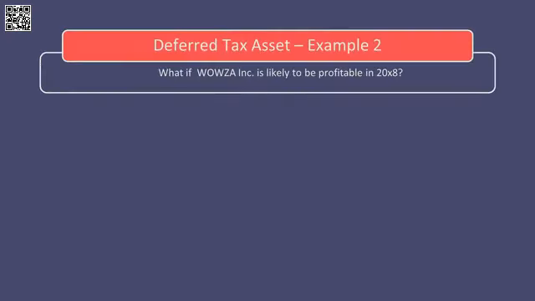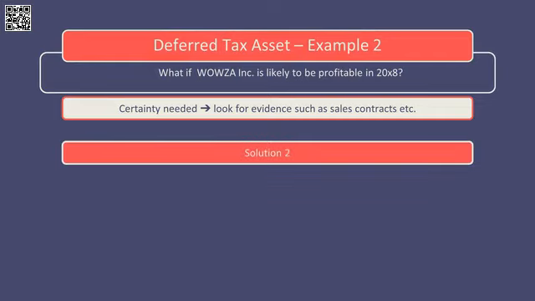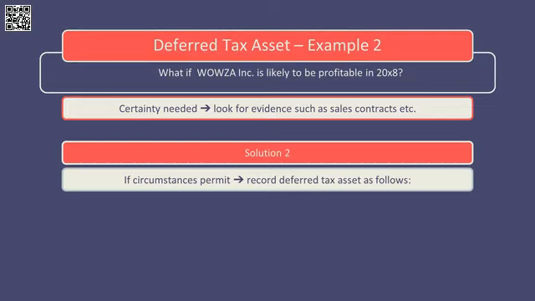Now, what if the company is likely to be profitable and had only made a loss in 20x7, but would return to profitability in 20x8? You would need to be very certain of this. In the exam, look for concrete reasons or evidence why the asset should be recognised. So, for example, an agreement to enter into a contract of sale in 20x8. Obviously, this contract would need to be profitable. However, if profitability was likely, then a tax asset could be recognised. It would be recognised as follows.